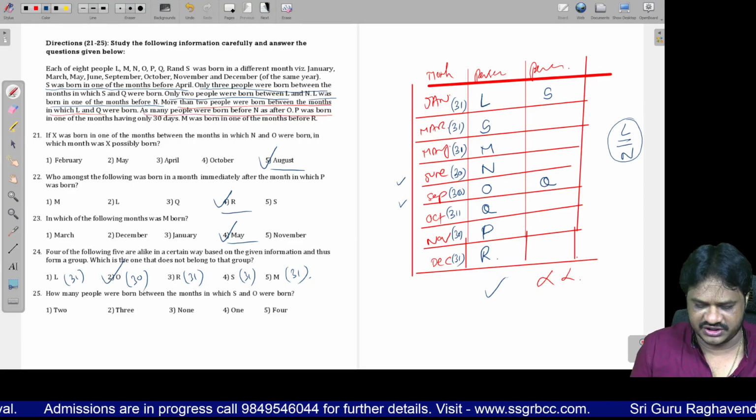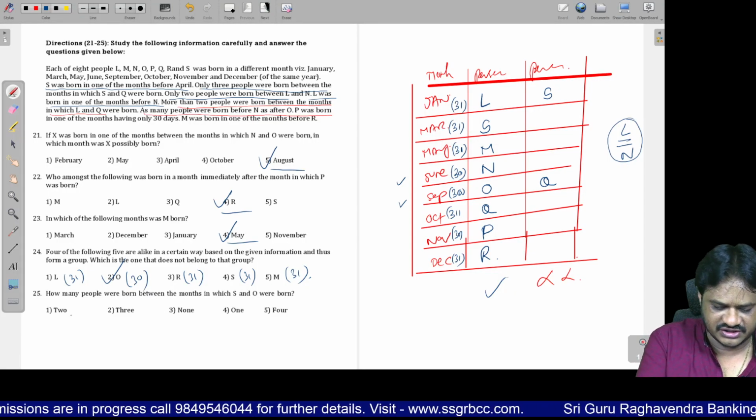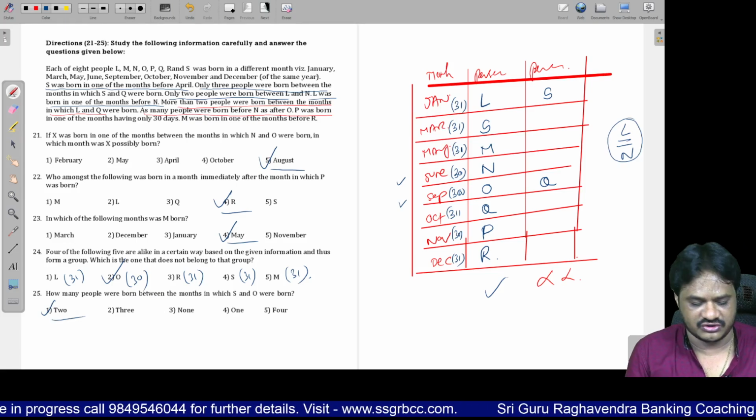How many people are there in between S and O? Between S and O, there are 2 people.